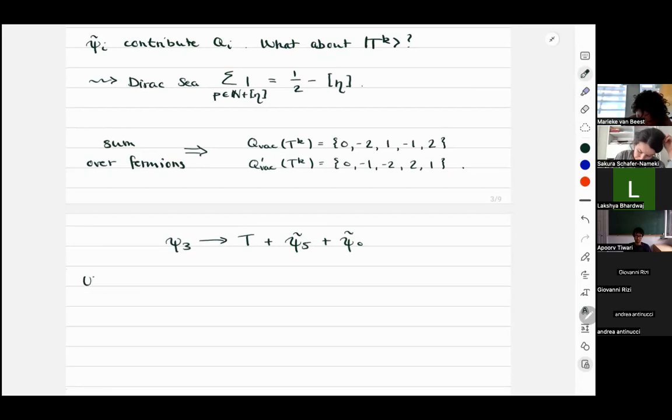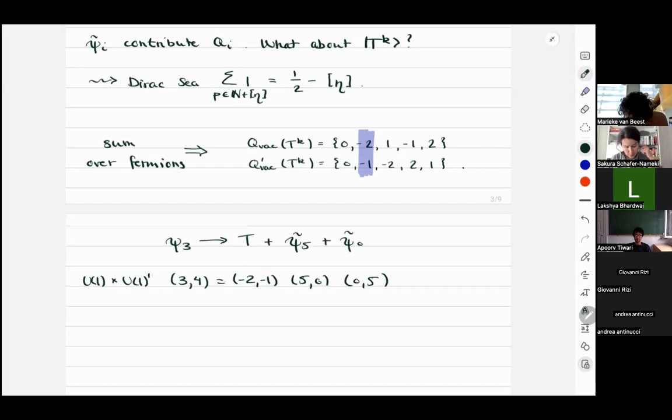Then if we write down the U1 times U1 prime charges, this has 3, 4. This line we're reading from here as -2, -1, 5, 0, 0, 5. There we go. And it all works out. And it matches the bosonic picture that we had.